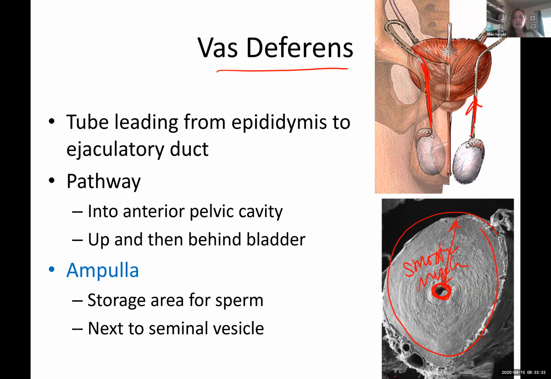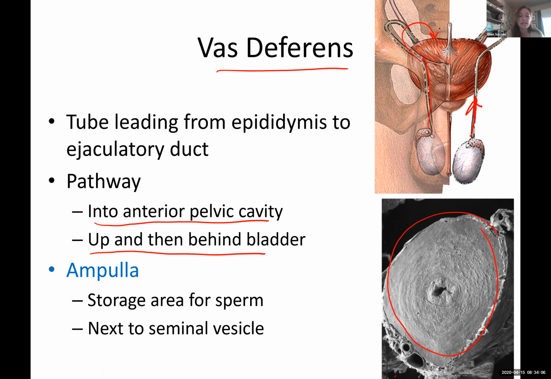And the smooth muscle is important going up into the body because we don't want sperm to move with its own little tail. We have peristalsis actually occurring that is literally moving sperm up into the body like a little conveyor belt, so the sperm doesn't have to make any effort. It goes up anteriorly into the pelvic cavity, but then it goes up and behind, arching around and going behind the bladder.